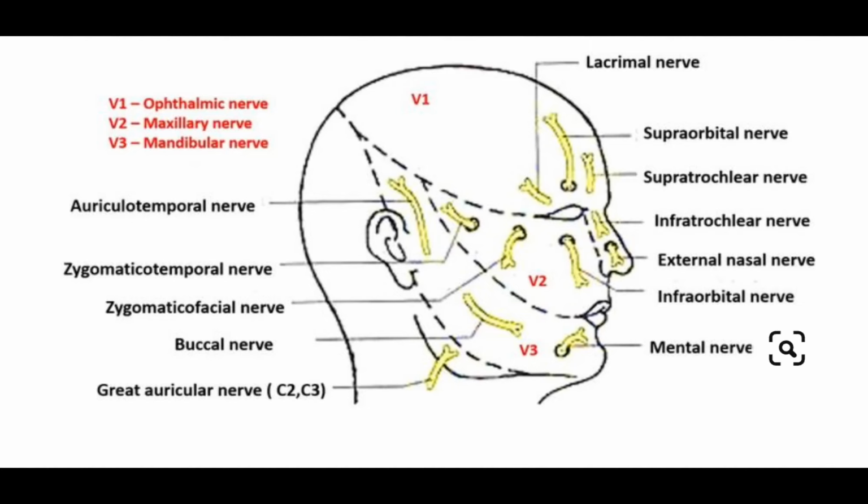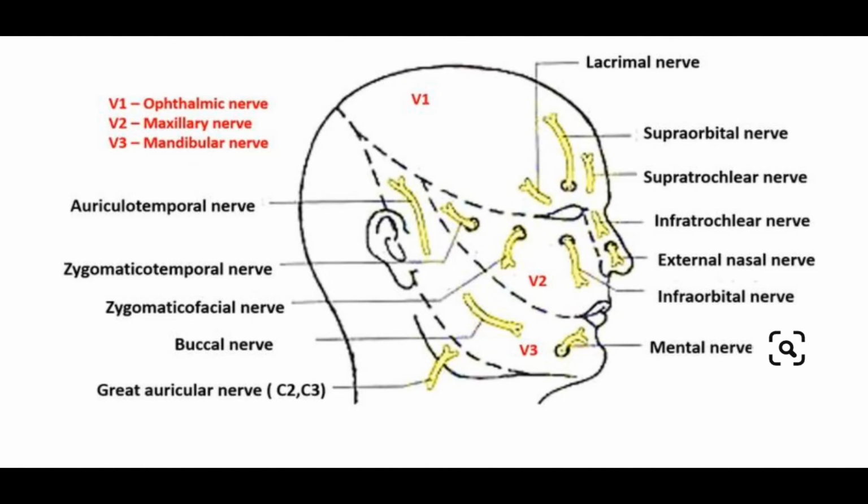In this video, we will be discussing the sensory supply of the face. Sensory supply of the face comes from the trigeminal nerve and its branches and from the upper cervical spinal nerves. So we'll be discussing which branch of which nerve is supplying which area. First we will be dealing with V1, the first division of the trigeminal nerve, the ophthalmic nerve.